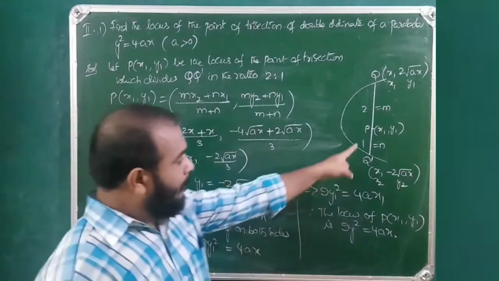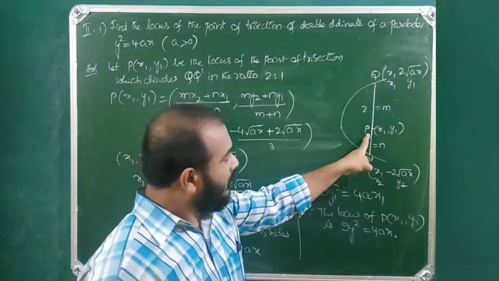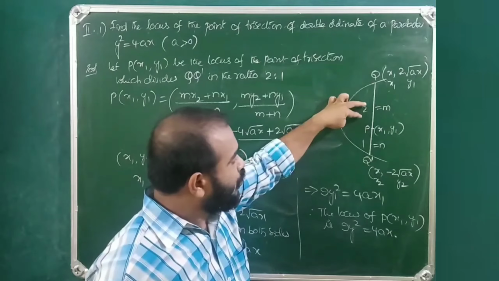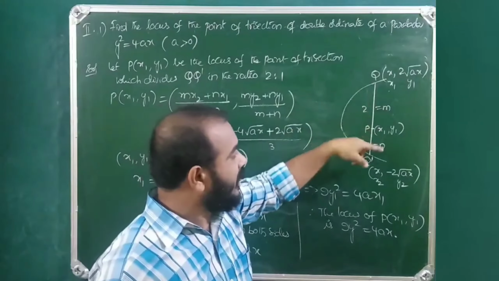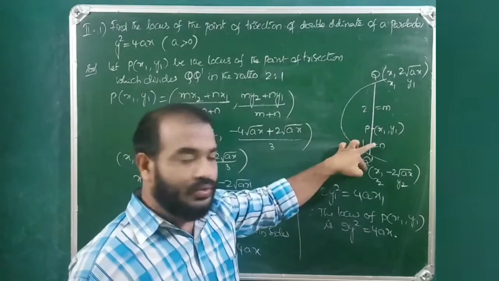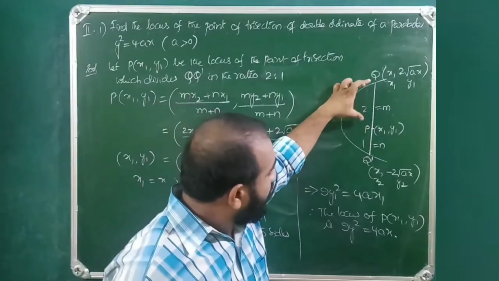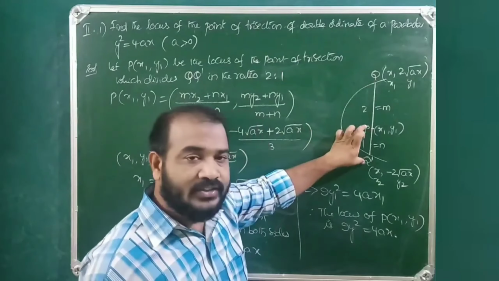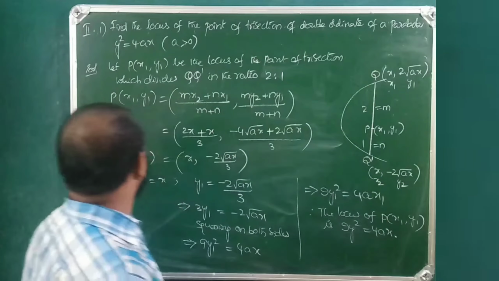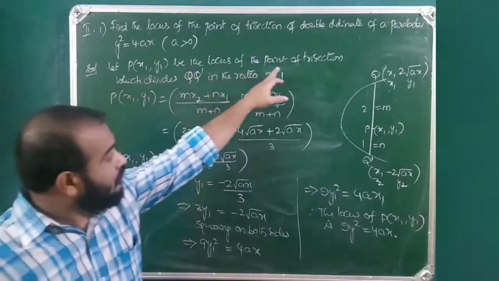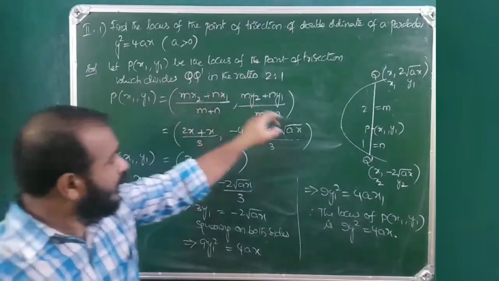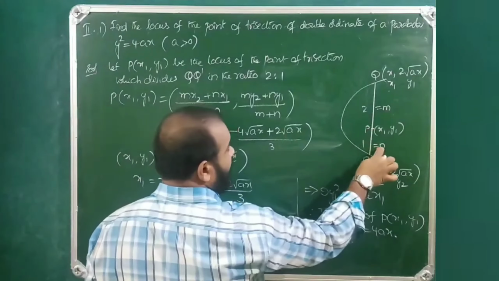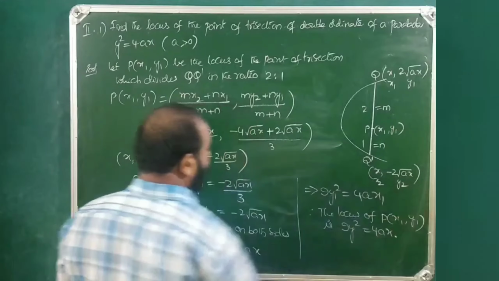So this time the point P is cutting QQ' in the ratio 2:1. Earlier we have taken P as 1:2 here. So QP is 2 parts and PQ' is 1 part. So 2:1 now. P(x1, y1) will be the locus of the point of trisection which divides QQ' in the ratio 2:1. So here 2 is m, 1 is n, with (x1, y1), (x2, y2).